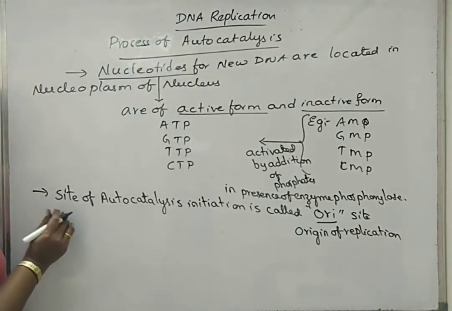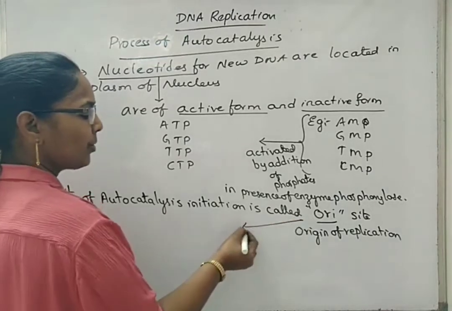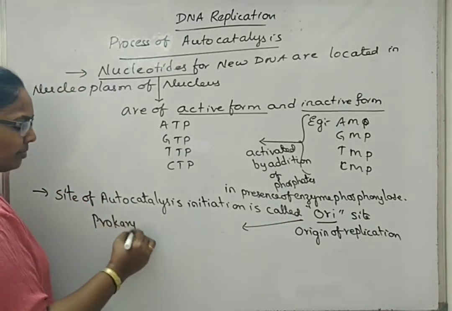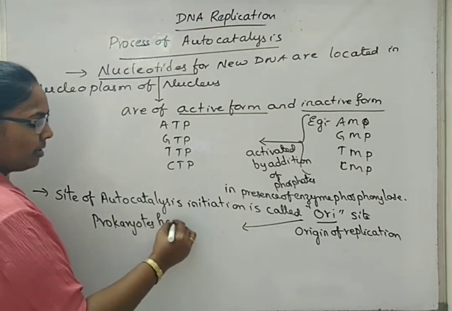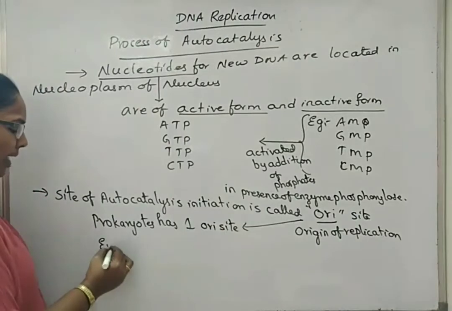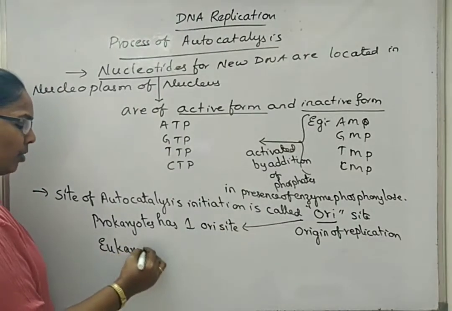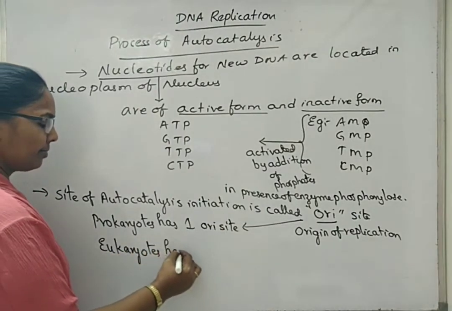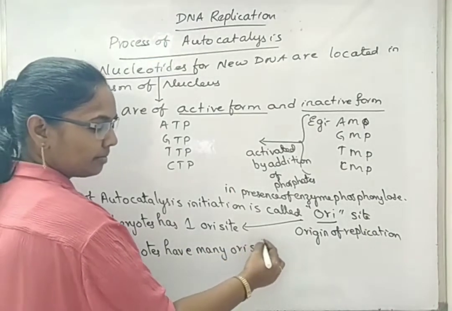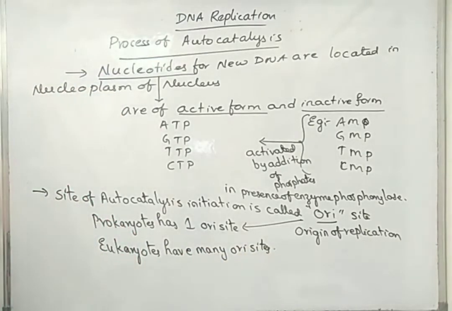Next, what about the number of ORI sites in prokaryotes and in eukaryotes? Prokaryotes have one ORI site. Eukaryotes have many ORI sites.